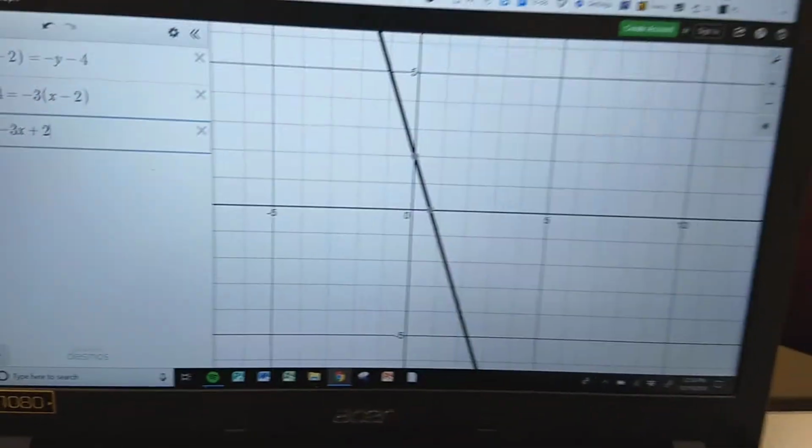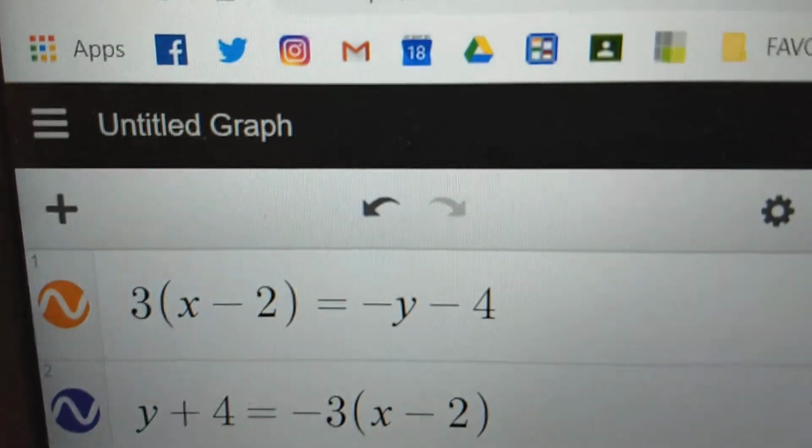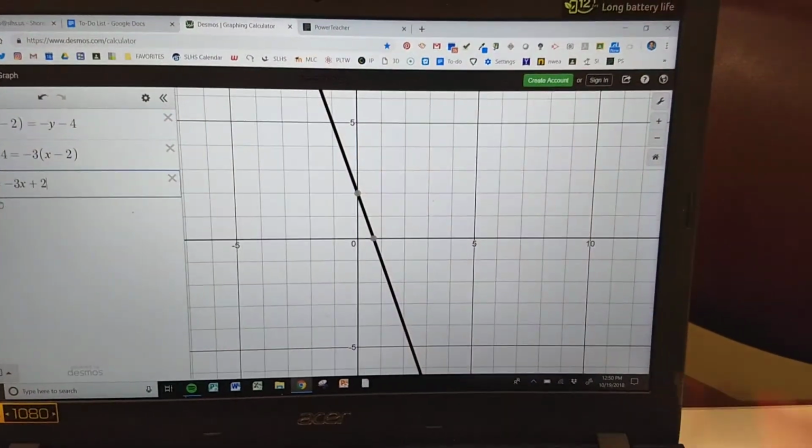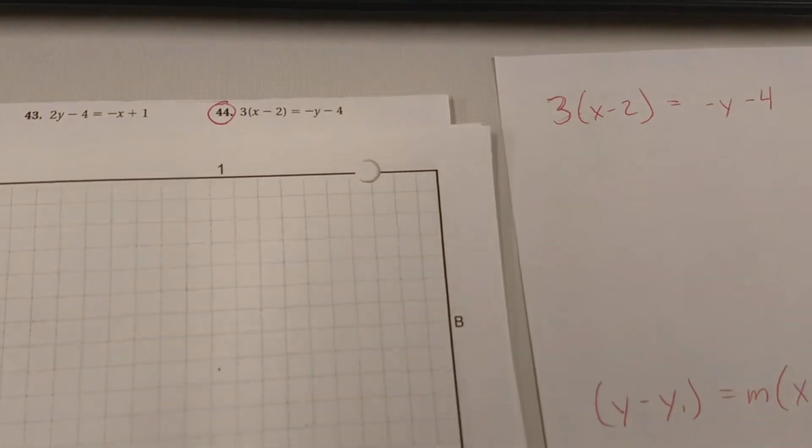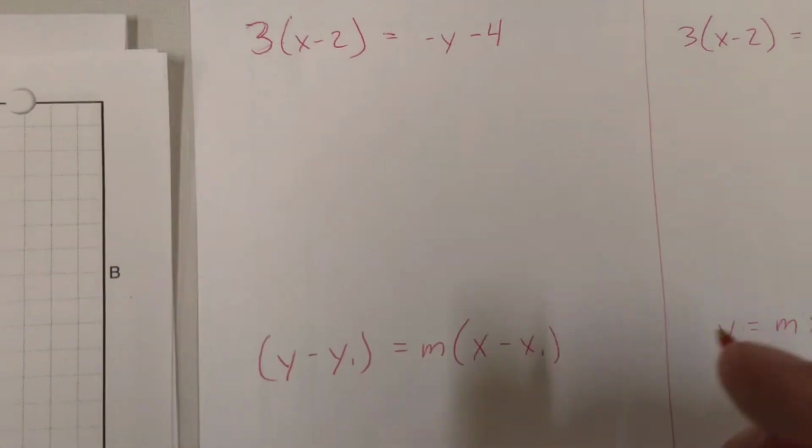Eventually, by the way, our graph should look kind of like that. That's what that initial equation is, 3x minus 2 equals negative y minus 4. If I want to double check and do it on a graphing calculator, it'll end up looking like that. So let's look at those two different options, and either way would be fine.